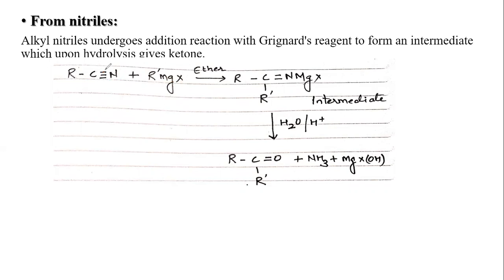Or we can say the triple bond converts to a double bond and R will get added to the carbon and MgX will get added to the nitrogen, resulting in the formation of an intermediate. The intermediate so formed upon hydrolysis gives ketone. 2 moles of water will combine in this way: 1 mole H2O and the second mole can be represented as HOH.